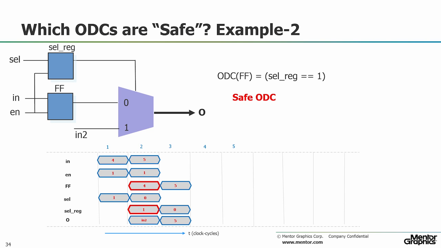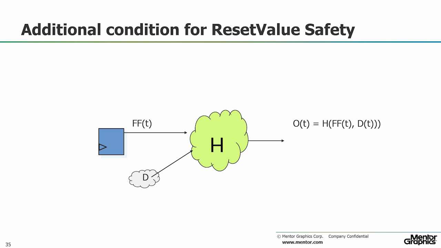Now that we have established the concept of safe ODCs, let's extend this concept of identifying the property related to registers on whether we can eliminate the reset for these registers. So what is the additional condition for the reset value safety, or when the reset of a particular register is active? Formally, we can state the additional property required for reset value redundancy to be that the safe ODC of the register's output should always evaluate to 1, or be a tautology, when its corresponding reset is active.